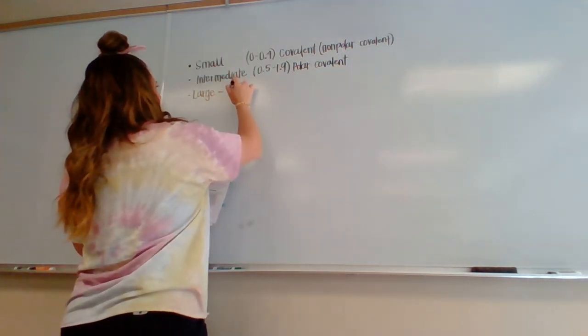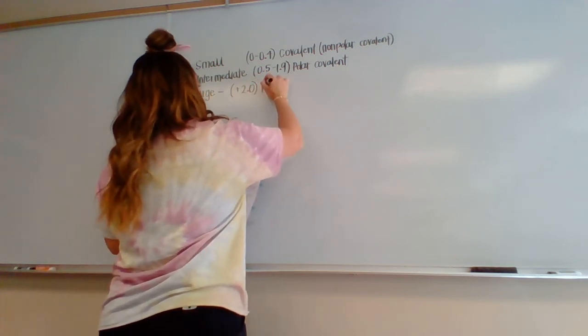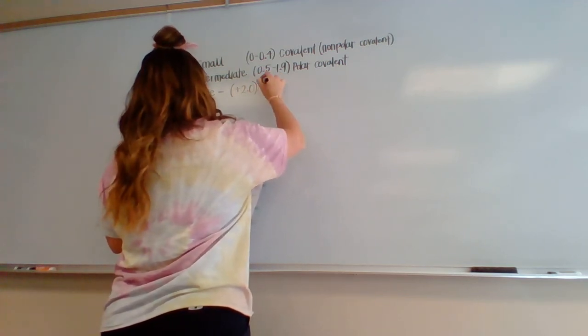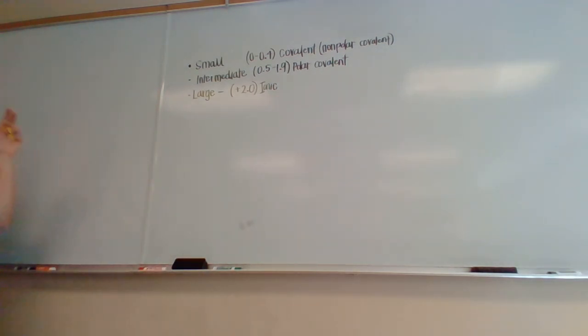And then anything larger than 2 is going to be strictly ionic. But you shouldn't have to compare its electronegativities to determine you have an ionic bond.